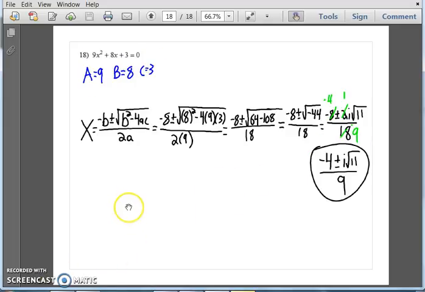This one, same rules apply, no big deal here. I put my a, b, and c values into my quadratic formula. Only thing different is, I've got an i value to worry about now. When I reduce this down, not a big deal. I can deal with that. Reduce everything by 2, and there's my final answer.